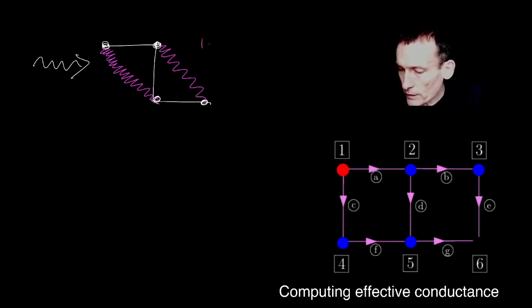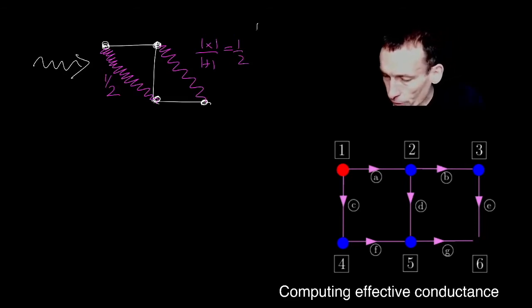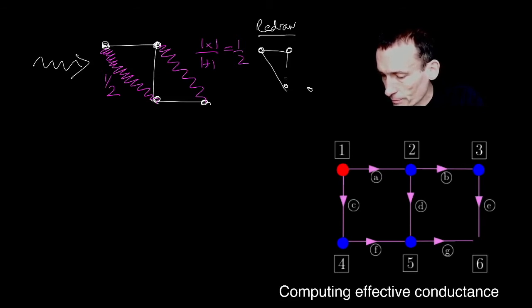It's 1 times 1 over 1 plus 1, which is a half. Same over here. So now, for the purposes of working out the effective conductance, I can redraw my effective circuit to be this. And now what I'm going to do is draw on the edges the values of the conductances.